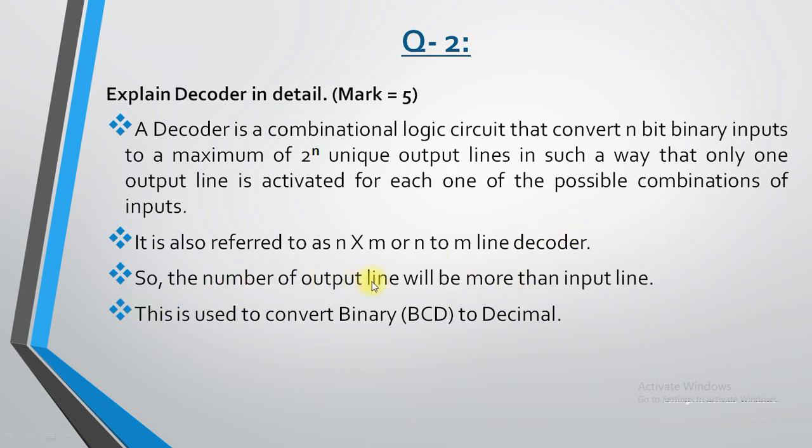So the number of output lines will be greater than the number of input lines, because if you have 2 inputs, the output will be 4. If you have 3 inputs, the output lines will be 8. So definitely the number of output lines will be greater than the number of input lines.